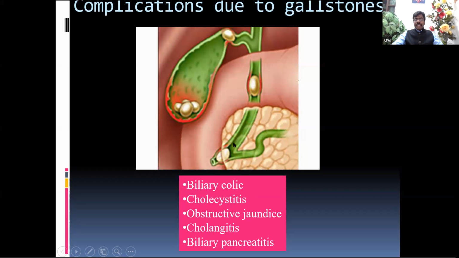As the stone finds its way somehow to the common channel, it can cause obstruction to the flow of not only the bile duct but also the pancreatic duct. Because of that, it can cause reflux of the bile into the pancreatic duct and cause biliary pancreatitis. So these are all the various complications it can give rise to. You need to know all these complications to understand.